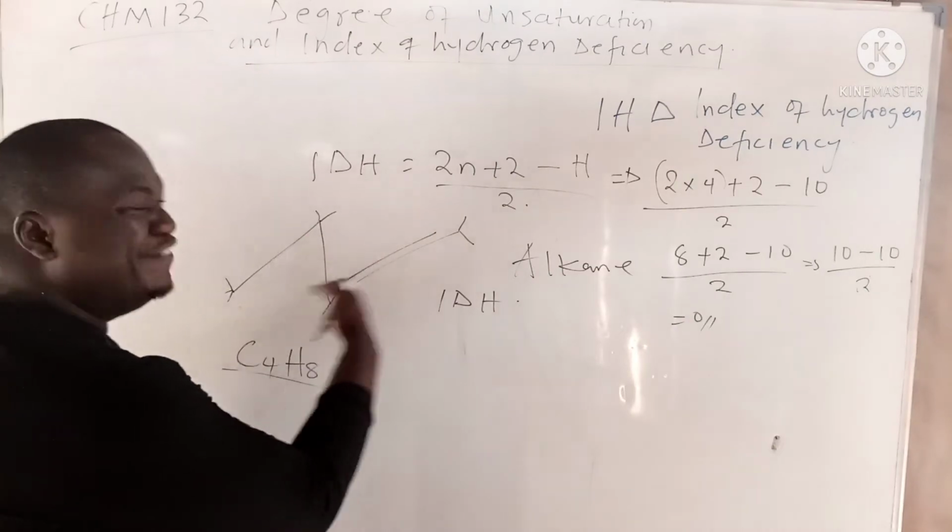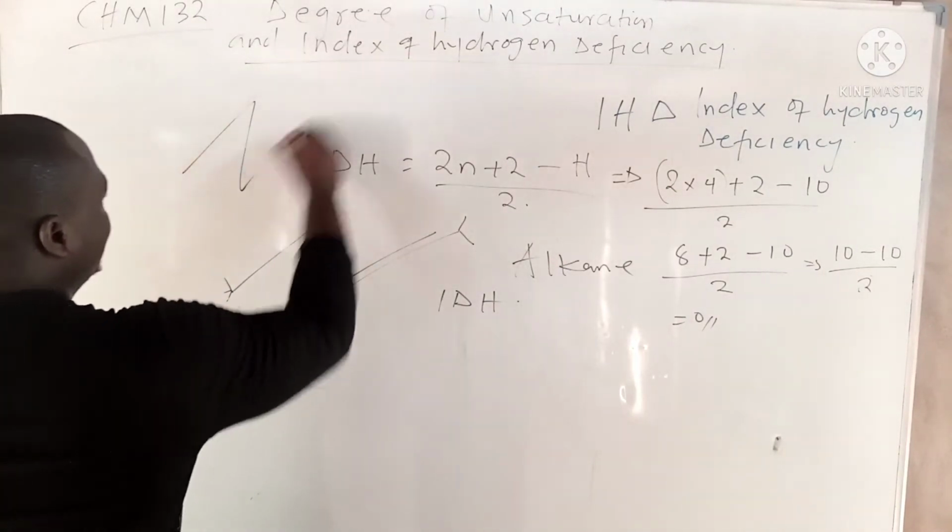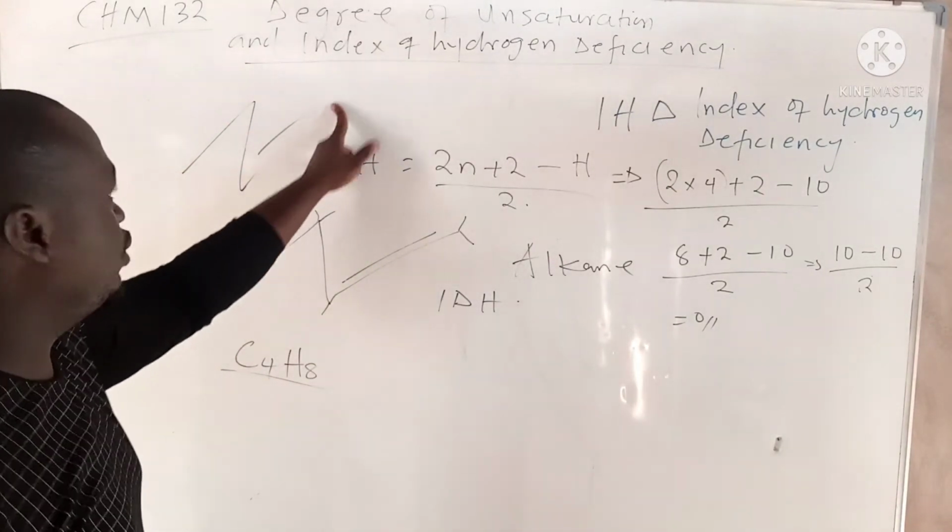Now, if it is in triple bond, you have something like this. You see, this is the process for a double bond.